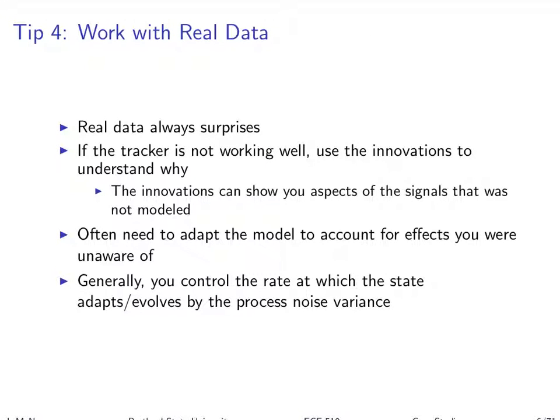Tip 4, work with real data. Real data always surprises you. You'll get it working beautifully in synthetic data, and it will never work out of the box, first go with real data. Real data always has warts, and the tracker is just never going to work well the first time. And I shouldn't say if it doesn't, I should say when it doesn't. I think, once again, I emphasized this before, but the innovations are probably your best tool in working with real data for figuring out why it's not working. They can show you aspects of the signals that you didn't capture in your model that you needed to.